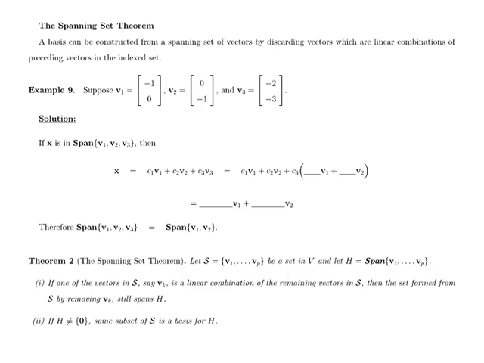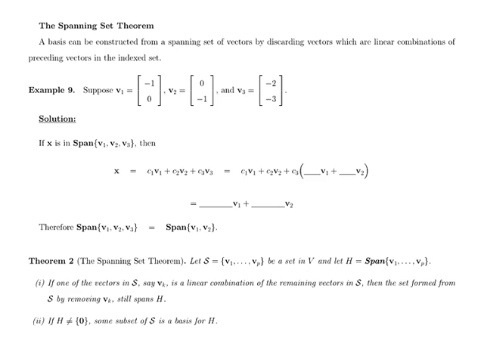So now we're going to look at a new theorem, the spanning set theorem. Before we get there, let's talk about how a basis can be constructed from a spanning set of vectors by discarding vectors which are linear combinations of the preceding vectors in the index set. We've already referenced that idea a few times: if you have a vector that is a linear combination of the other vectors, then that set is not going to be linearly independent. But now we're saying that if we remove that vector, then we will have a basis, or we can construct a basis by continuing to remove problem vectors in that form. So let's look at an example of that process.